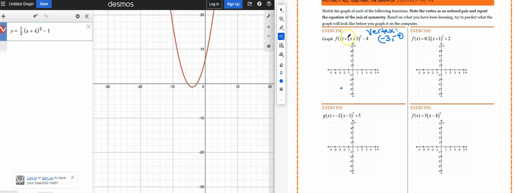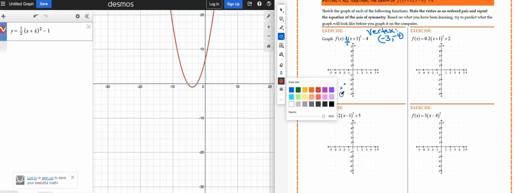And then we can see that our slope on this is 1. So we can do our rise over run, which would be up 1 over 1 and up 1 over 1. But the homework is also going to ask for the axis of symmetry and the y-intercept. So let's talk about how we can find those things.